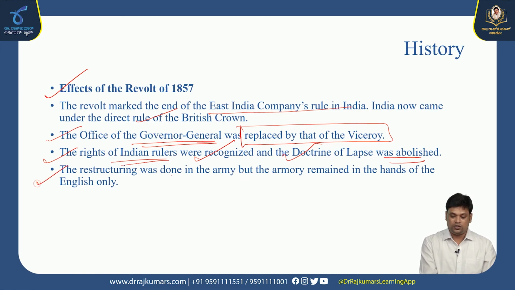Restructuring was done in the army, but the armory remained in the hands of the English only. They reduced the number of high officials in the army, and more people were recruited from the British itself. So they increased the number of white men and decreased the number of Indians in the army as well. These are all the effects that happened after the revolt of 1857.